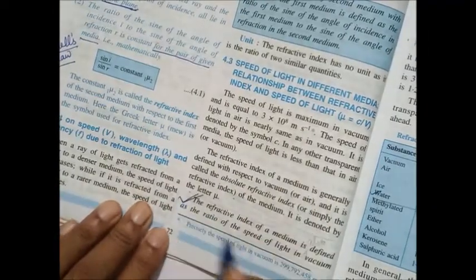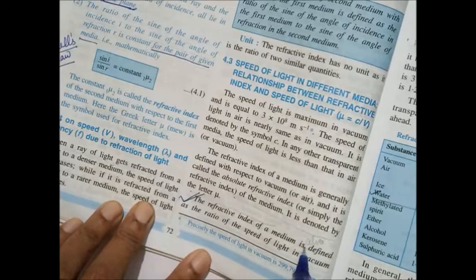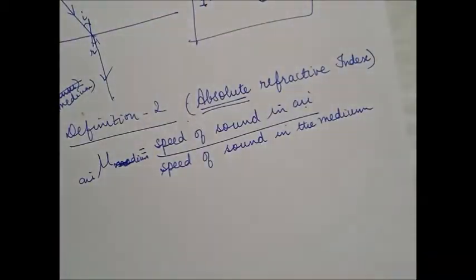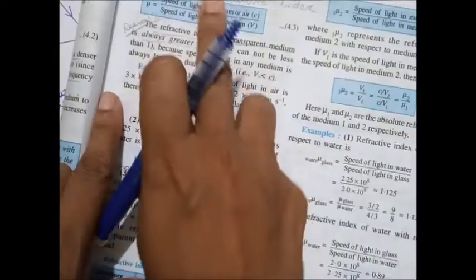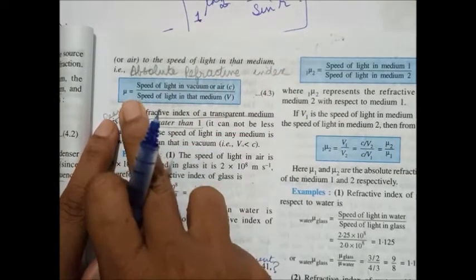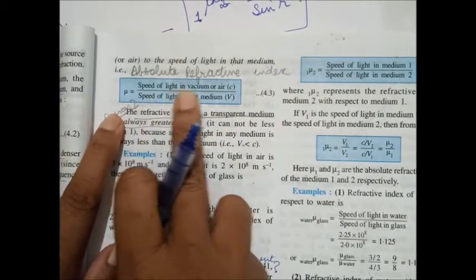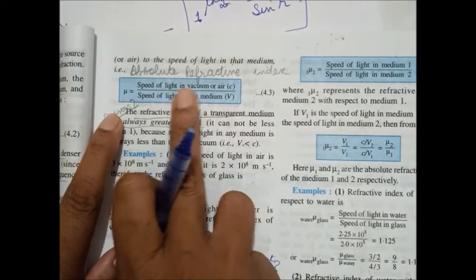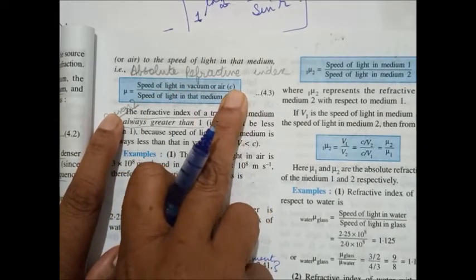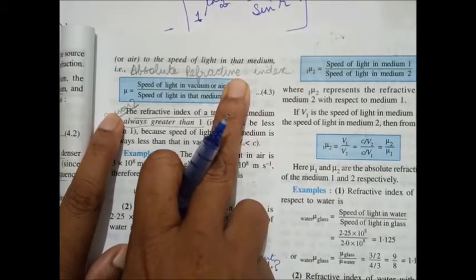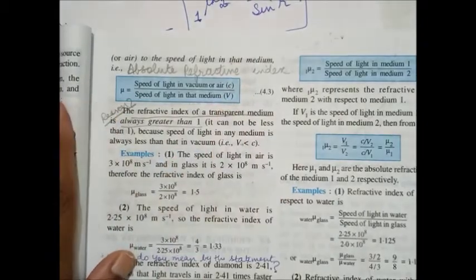Refractive index of a medium is also defined as, you can write, the ratio of speed of light in vacuum or air to the speed of light in that medium, and that's called absolute refractive index. Mu is equal to speed of light in vacuum or air upon speed of light in that medium. Usually speed of light in air is represented by small c, and speed of light in the medium is v. Okay, so this is the symbol they use.